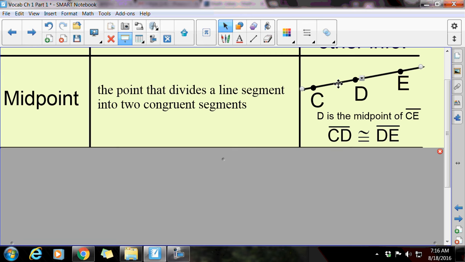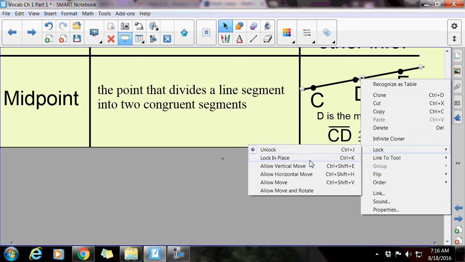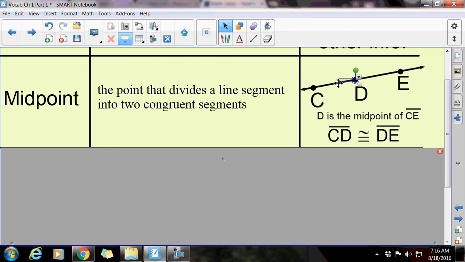So if I take this, and I'll lock this really quick. If I take D and I move it over here, come on. Oh, come on. I must have locked D too. Anyway, if I move D and I put it over here, it would no longer be the midpoint. It would still be between, not necessarily the midpoint. So D is the midpoint of CE, and it makes these 2 line segments congruent.